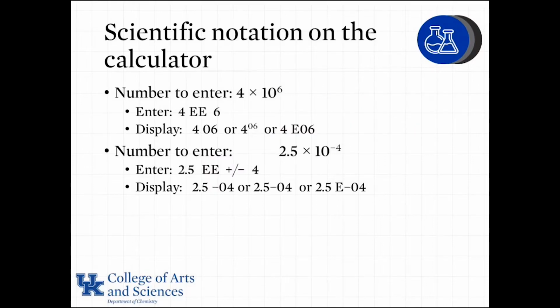On your calculator, you can also enter values in scientific notation. For example, if we want to enter the number 4 times 10 to the 6, we would enter 4 and an EE button, which stands for exponent. Some calculators show EE, some show E, and some show EXP. So we'd enter 4, our exponent button, and 6, and what that means is exactly the same thing as 4 times 10 to the 6.